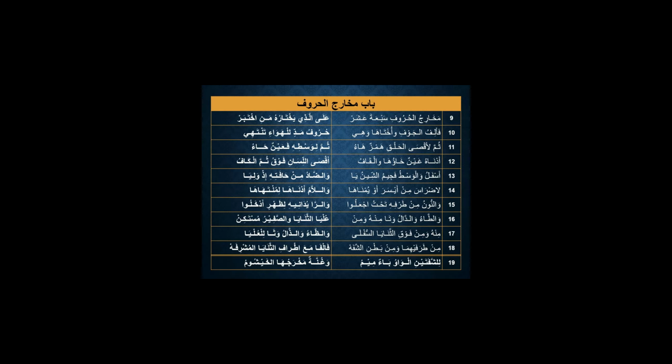So far we have covered the throat letters. We have 3 points, and we have 2 letters coming from each of those points. So 6 letters coming from the throat. They include Hamza and Ha at the bottom, the middle part Ain and Ha, and then the top Ghain and Kha. These are the letters that we pronounce from the throat.